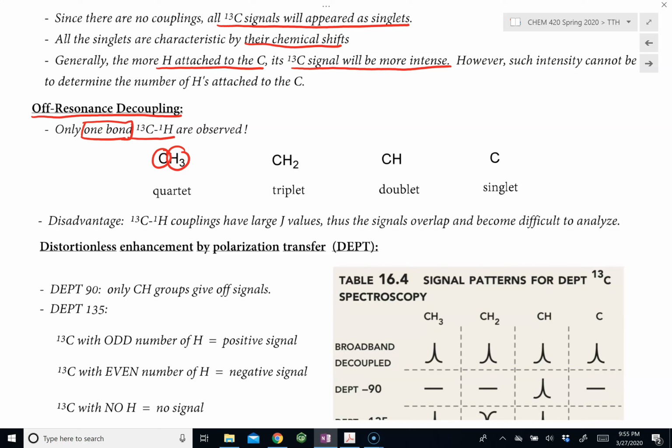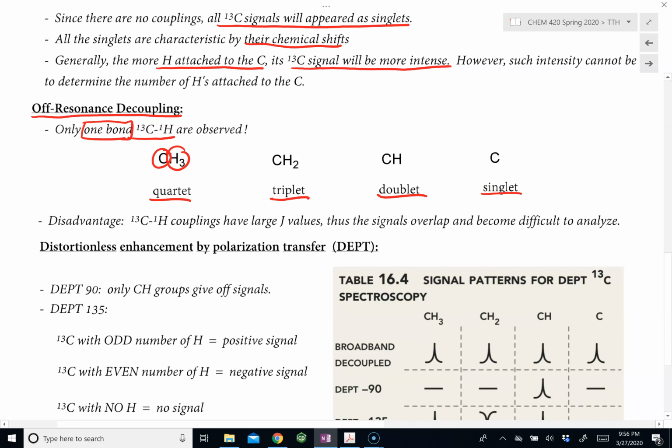If we have a CH3, it will show up as a quartet. If we have a CH2, it will be a triplet. If we have a CH, it will be a doublet. And if we simply have one carbon without any hydrogen on it, it will be a singlet.